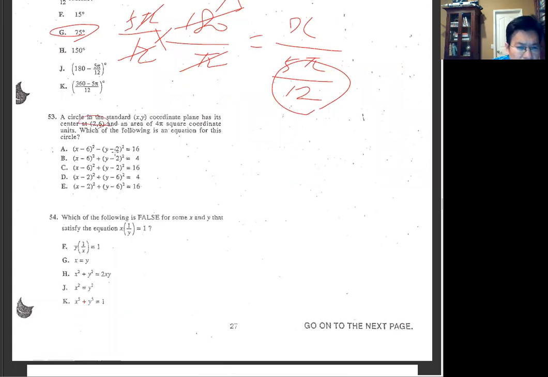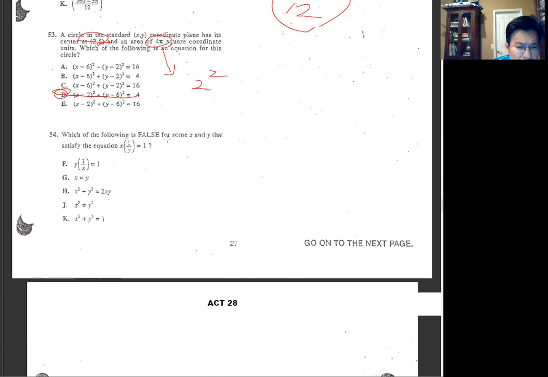Circle. Center is 2, 6, 2, 6, 2, 6. And then area is 4 pi, which means radius is 2, 2 squared. So it's false. Satisfy this one. The meaning of this one is x equals y. Right? You multiply y on both sides. So if you put x as y, 1, that's good. You plug x instead of y, 2x squared, and then instead of y you put x, 2x squared. That's good. This doesn't work.